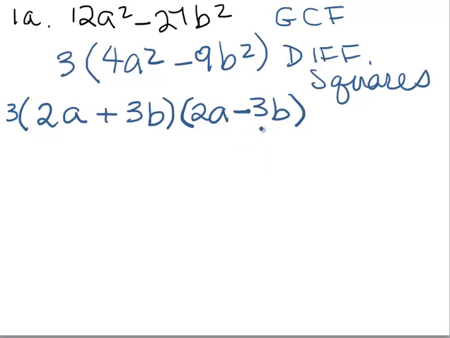So that'll give me 3 factors: 3, and then this factor and this factor. If I wanted to keep going, if it were set to 0, I would set each of these to 0. But as I said before, it's just an expression, so we don't have to go that far.